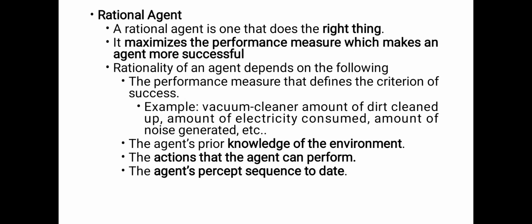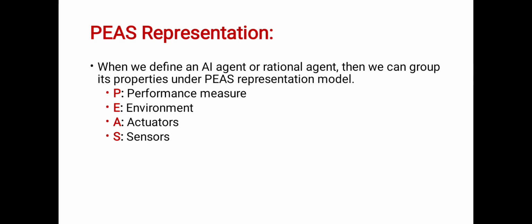Rational agent. A rational agent is one that does the right thing. It maximizes the performance measure, which makes the agent more successful. The rationality of the agent depends upon the following. The performance measure that defines the criterion of success. Example, vacuum cleaner: amount of dirt cleaned up, amount of electricity consumed, amount of noise generated, etc. The agent's prior knowledge of the environment, the actions that the agent can perform, and the agent's percept sequence up to date.